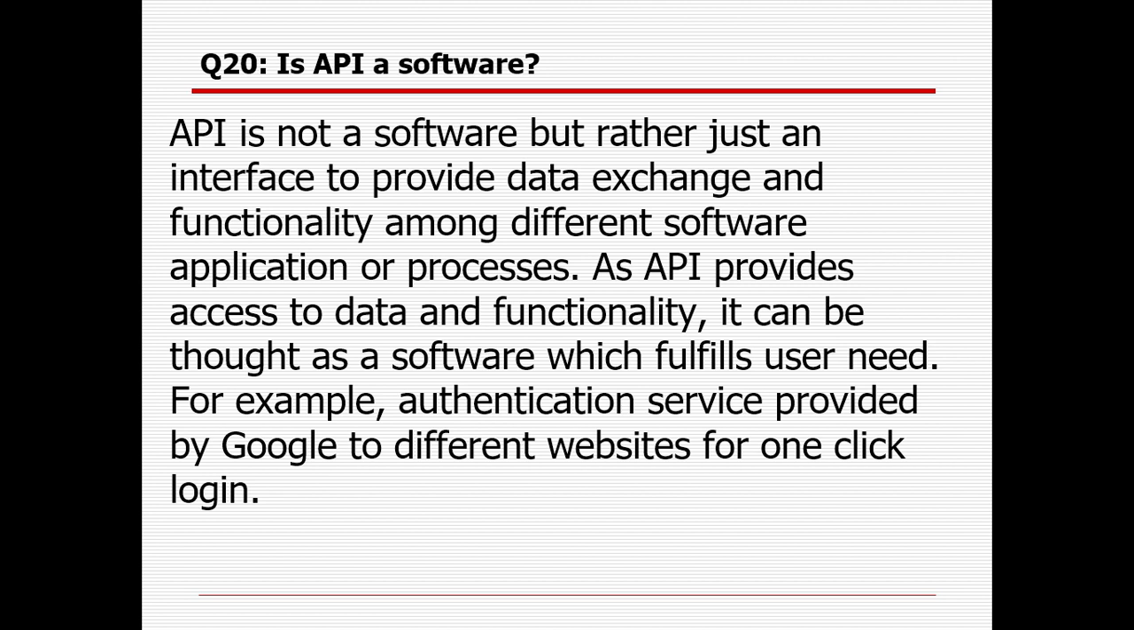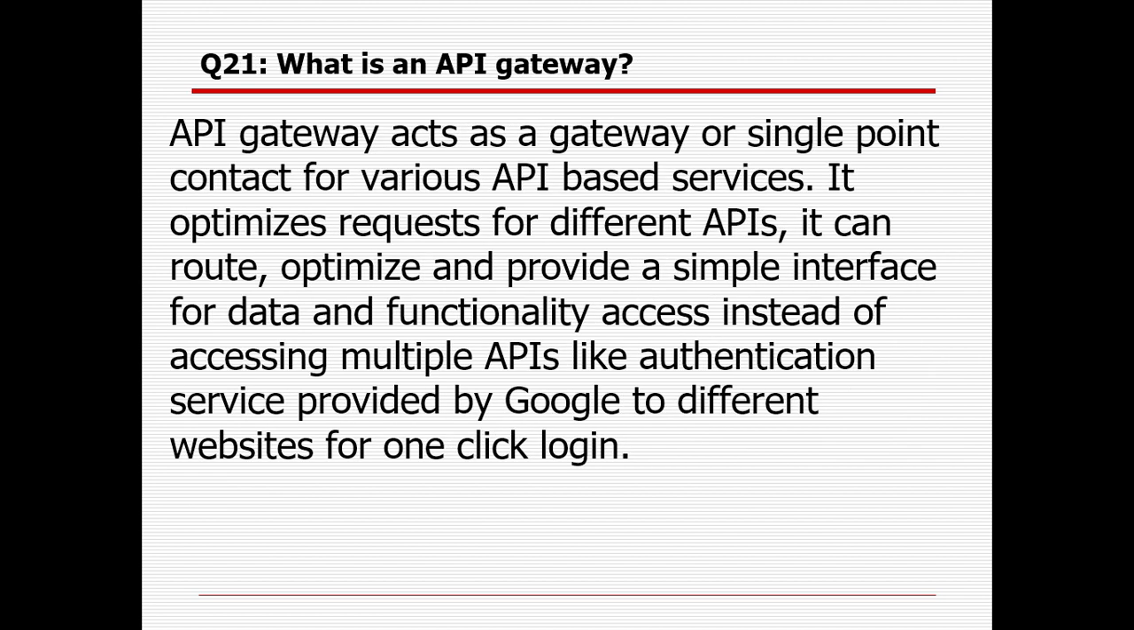Is API software? API is not software but rather just an interface to provide data exchange and functionality among different software applications or processes. As API provides access to data and functionality, it can be thought of as software which fulfills user needs. For example, the authentication service provided by Google to different websites for one-click login.